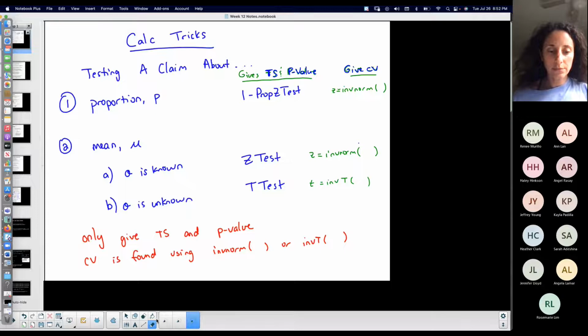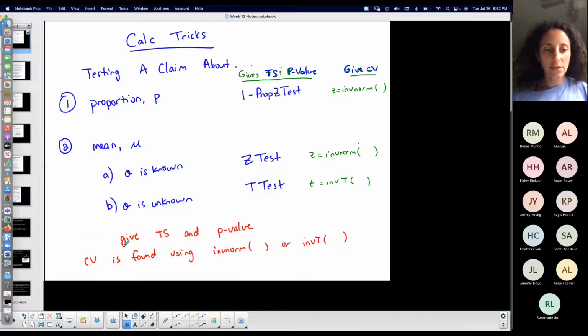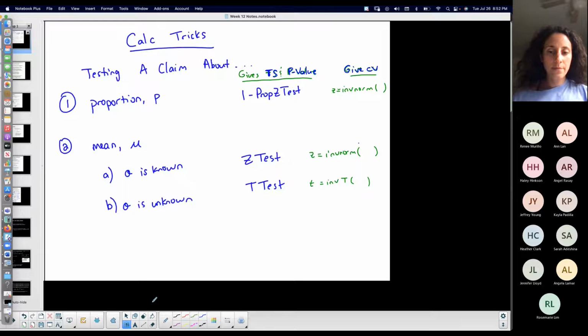Let me get rid of this. Which situation am I using? Okay, 1, I'm doing the proportion. So if I want to find the test statistic or the p-value, then I'm going to do 1 prop z test, right? That's going to give the test statistic and the p-value.